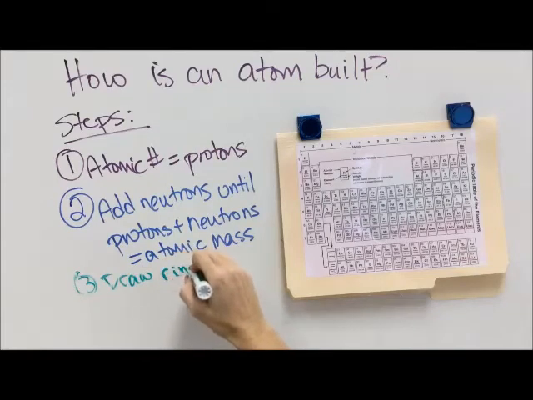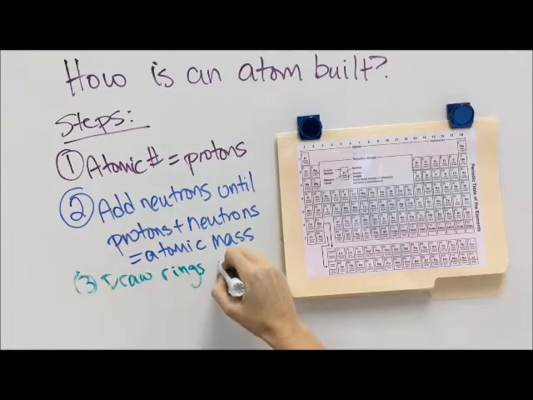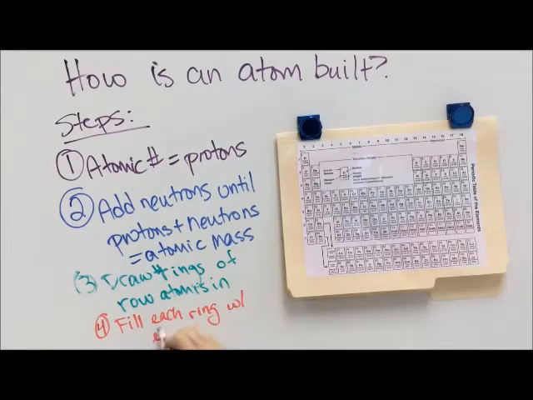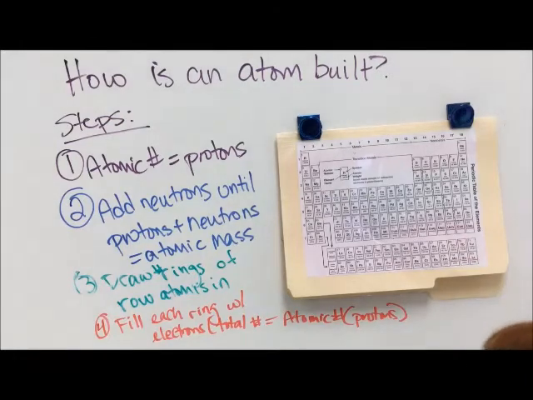Now, step 3, we need to draw the number of rings of the row that the atom is in. And then step 4, we need to add our electrons. We're going to fill the rings. So row 1 has 2 things, so we're going to put 2 electrons in there. Row 2 has 8 boxes, so we're going to fill 8. Row 3 has 8 boxes, and you're going to fill all of them until you get to your final ring.